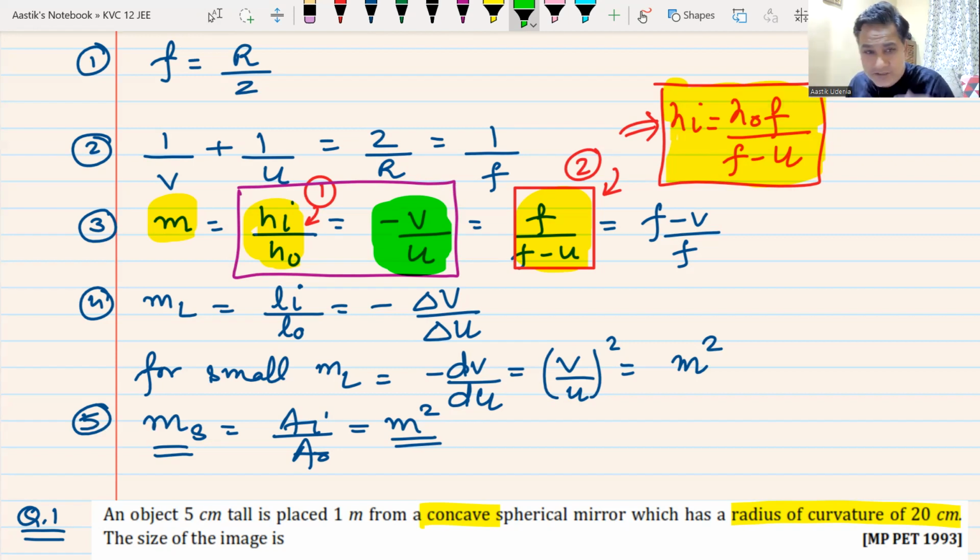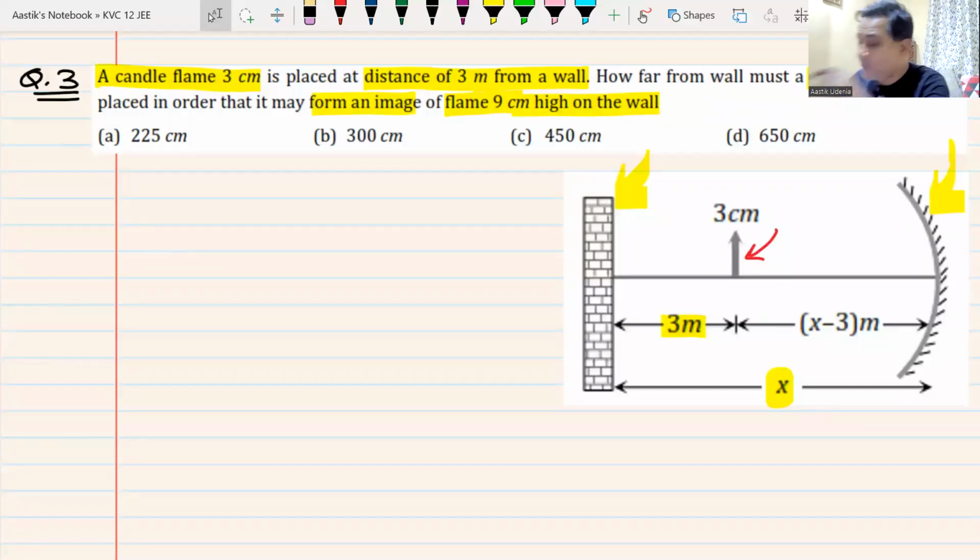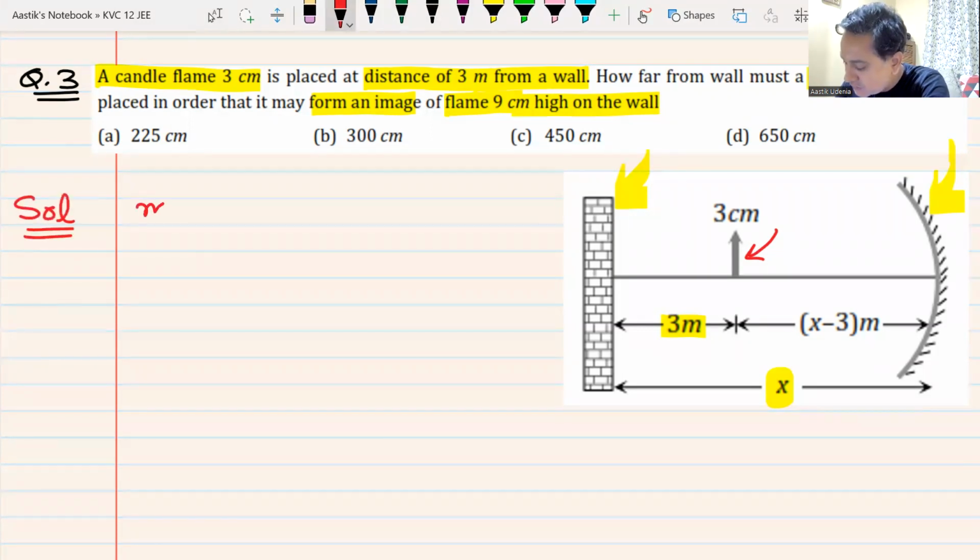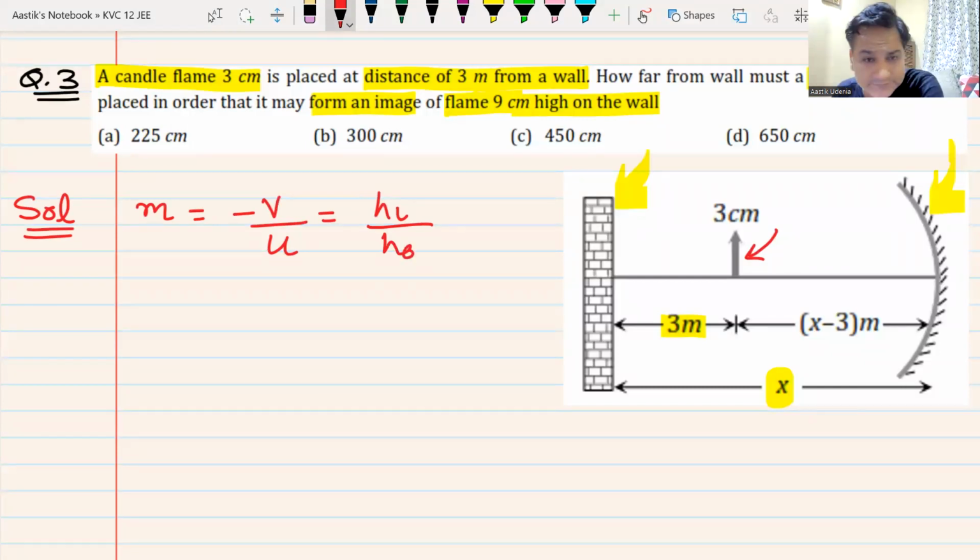You put the formula, you put the values, get the value of x, and you stay happy ever after in your lives. So that is the formula, my dear friends, that I am going to put, and I hope that someone will help me in putting that formula. Magnification of the mirror is minus v by u, and that is equal to hi by h naught. Yes or no?